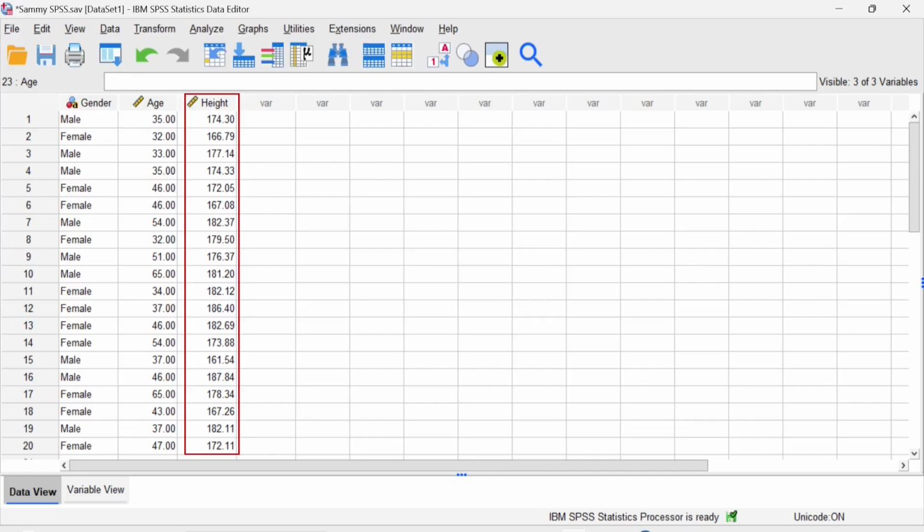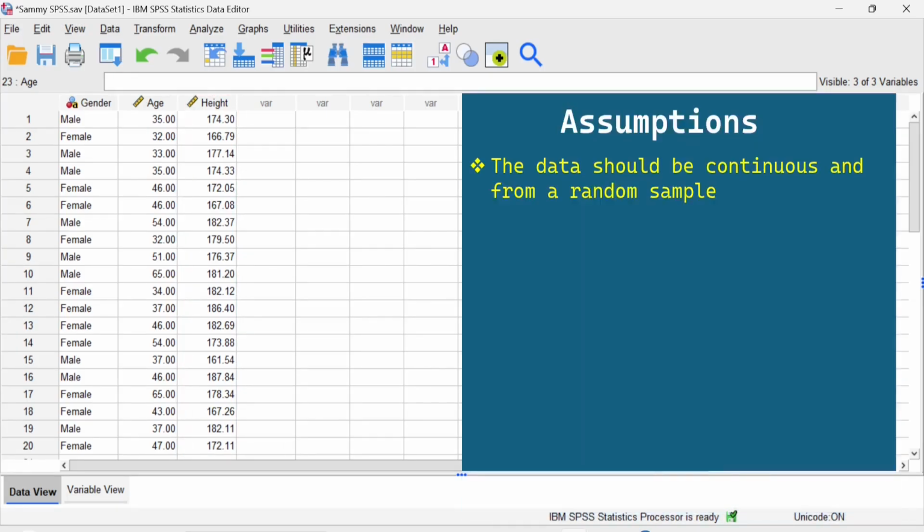So let's look at the assumptions for the one sample t-test. One is that the data should be continuous and it should be from a random sample. So continuous data is the type of data that is mostly measured, like height, weight, time, temperature. All these are continuous variables. And continuous variables can take on any value within a specific range. What it means is that they can have decimal places or they can be in decimal numbers.